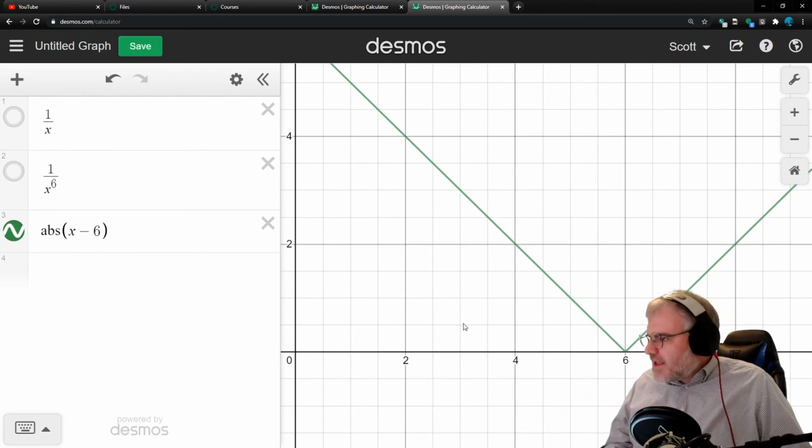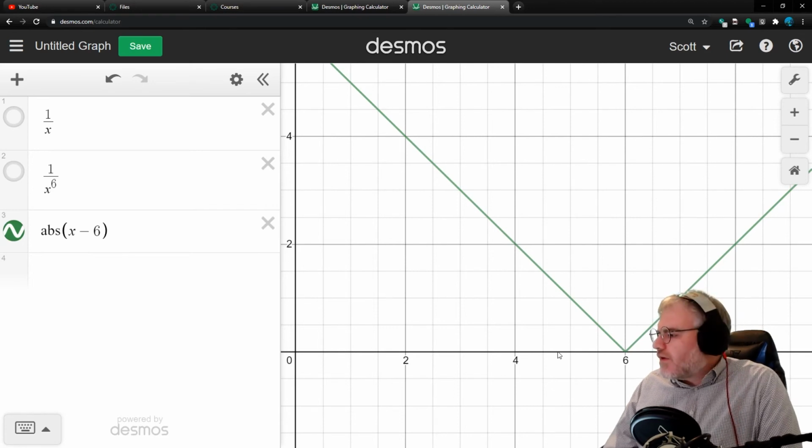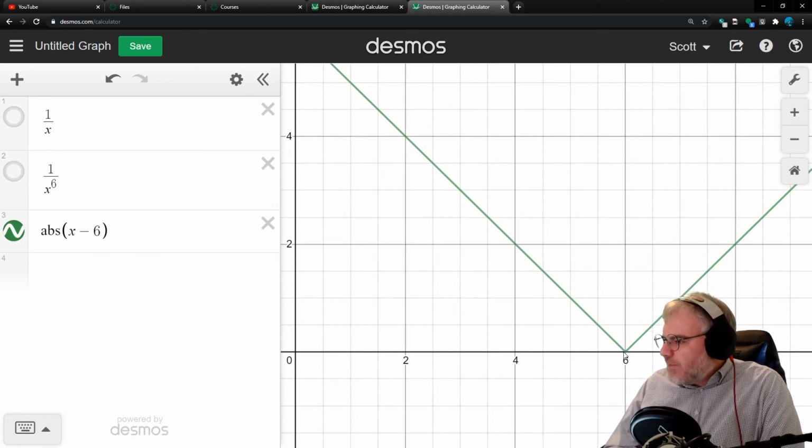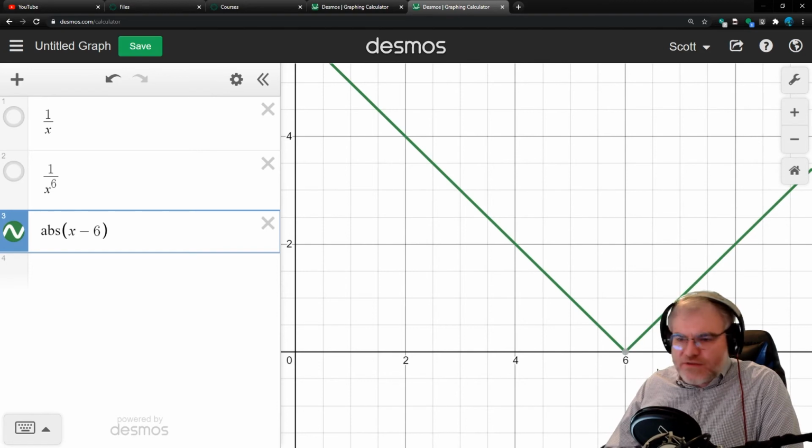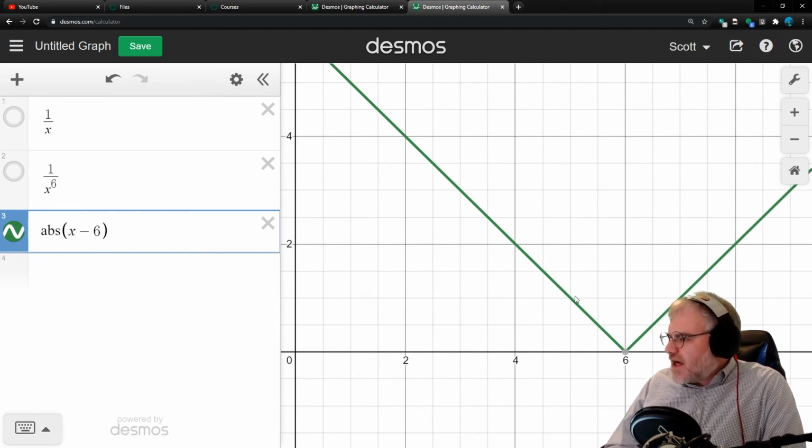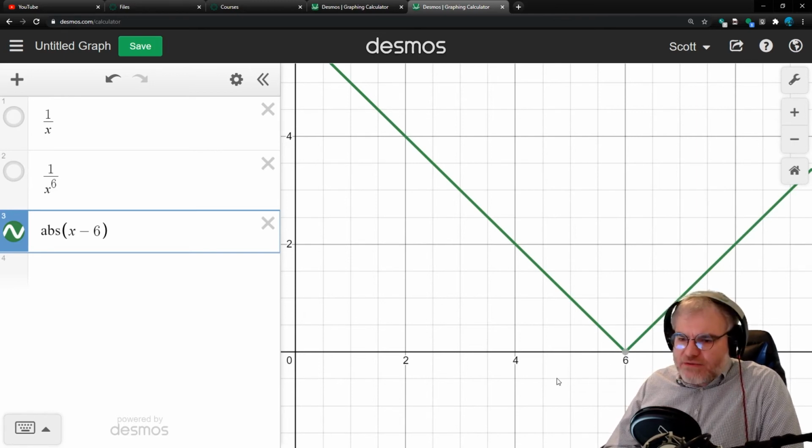Oh, there's a limit at the kink. That's a good question. Someone has a question about the limit. Yes, the limit here exists. This is actually a continuous function, so the limit as I go to 6 exists. But there's no derivative at the kink, because the derivative is going to be -1 to the left and +1 to the right, and there's no tangent line.